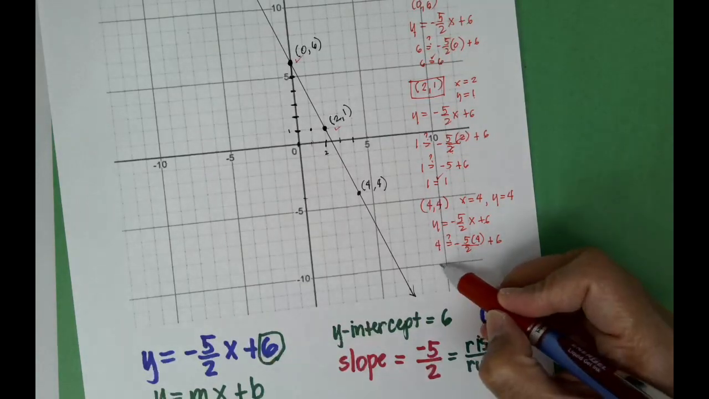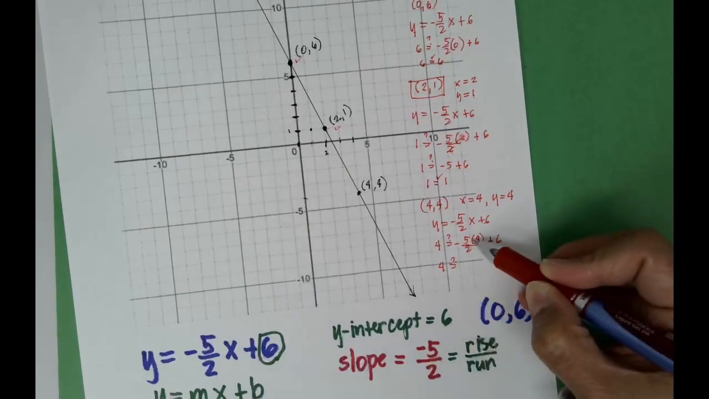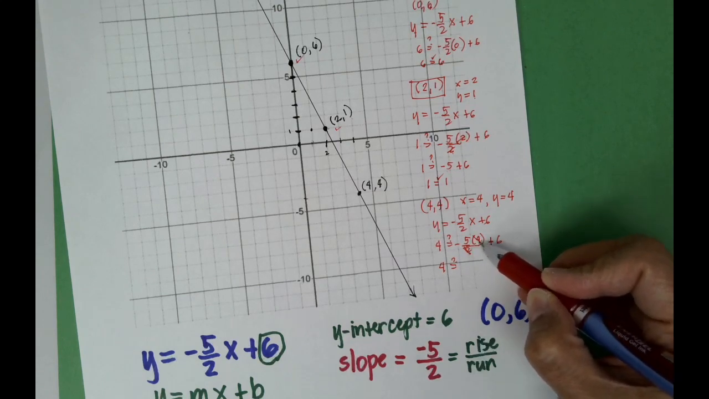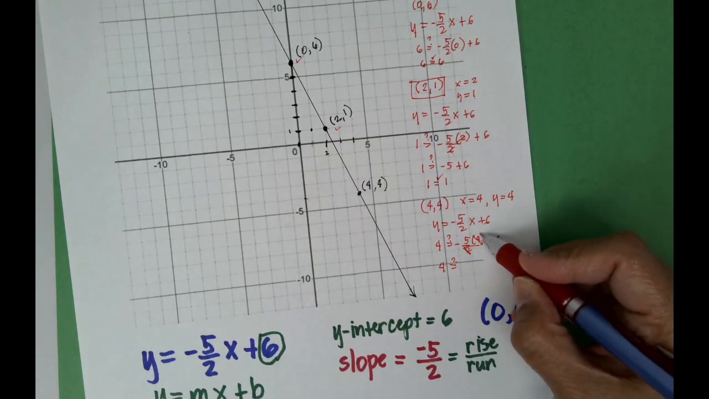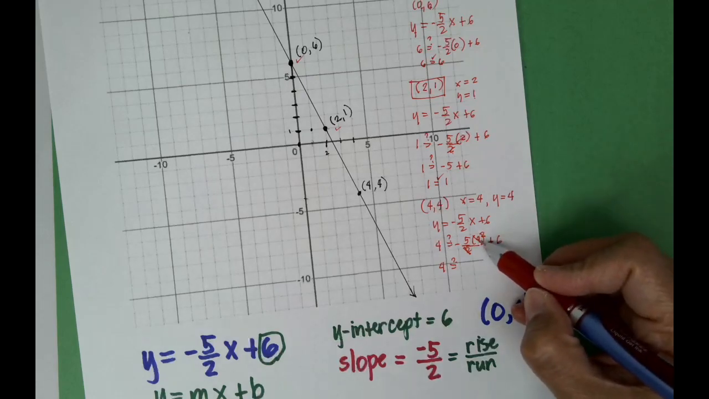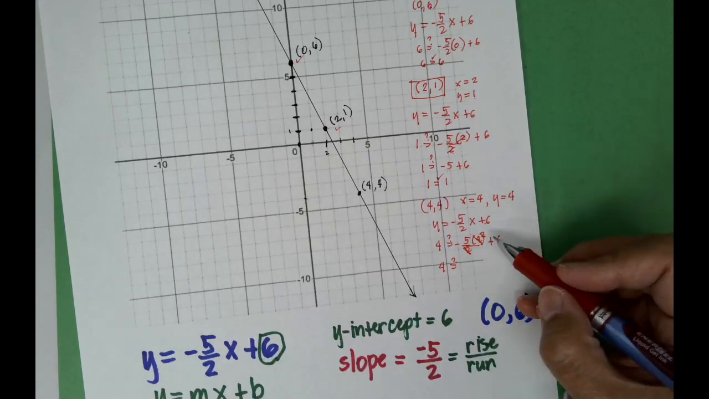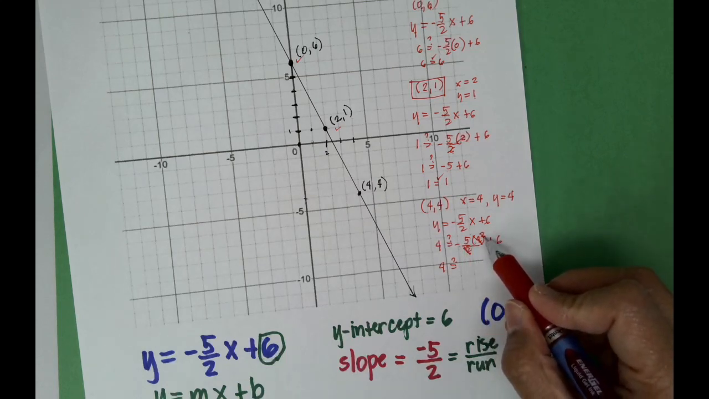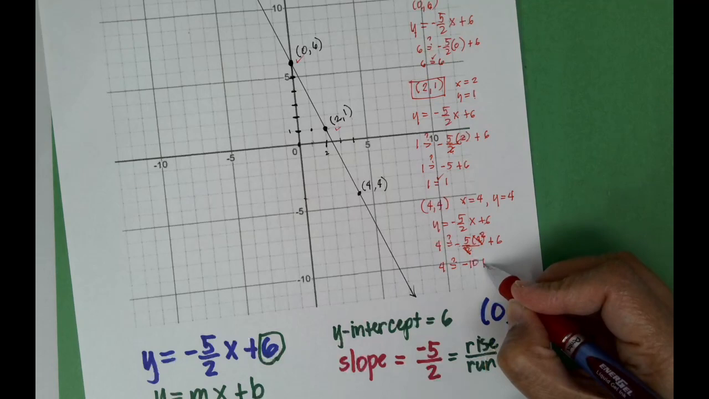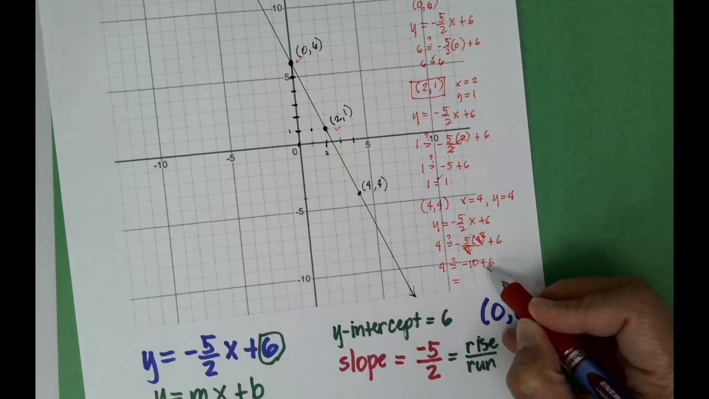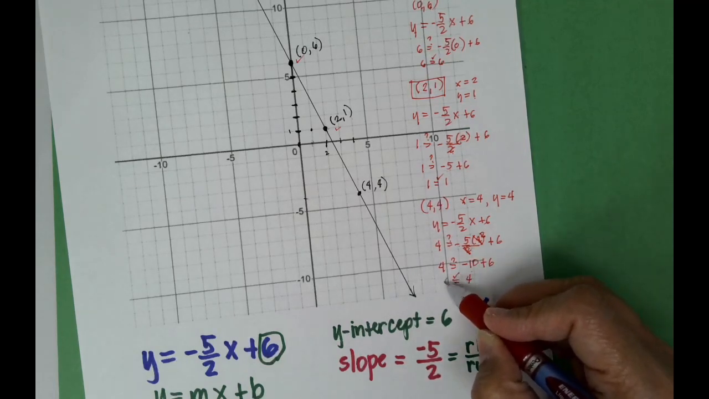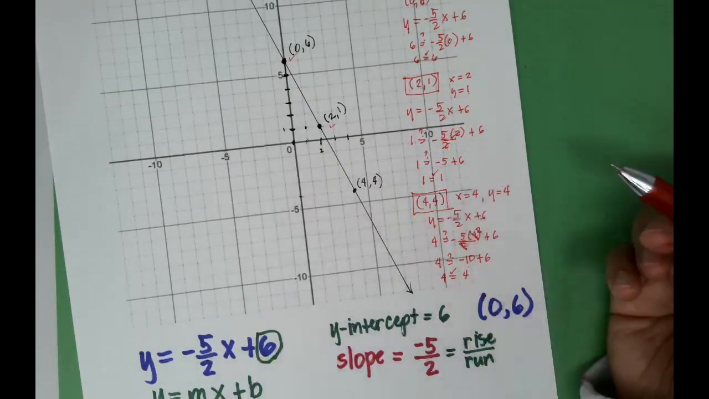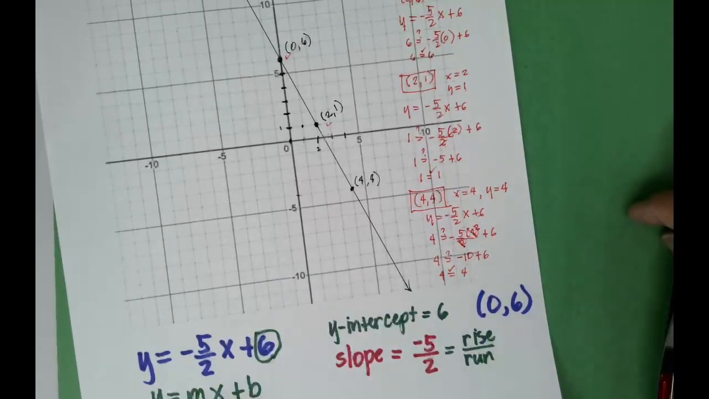We can cancel the 2 and the 4 because they have a common factor, which is 2. So 4 divided by 2 is 2, and 2 divided by 2 is 1. Now we have negative 5 times 2, which is negative 10, plus 6. Negative 10 plus 6 is negative 4... actually 4 is the value on the left side, so this ordered pair (4, 4) is a solution to the equation.